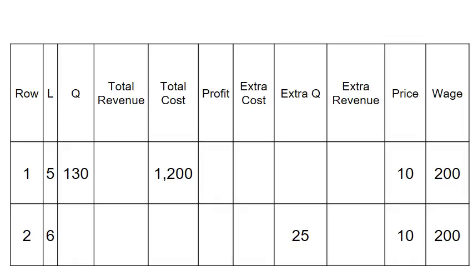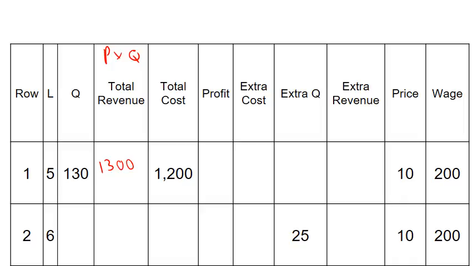Here's another example to show that profit increases when the extra revenue exceeds the extra cost and the firm increases employment. We have a table that shows what happens when L, the variable input, increases from 5 to 6. We can quickly find total revenue in the first row. Total revenue is simply price times output. 130 times 10 gives me a total revenue of 1,300.